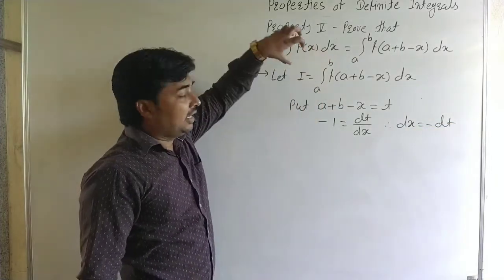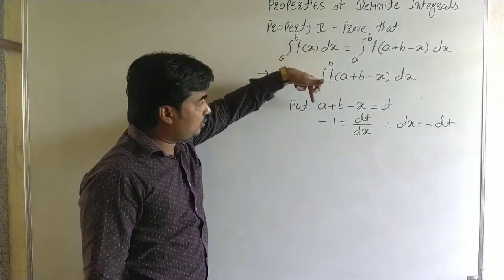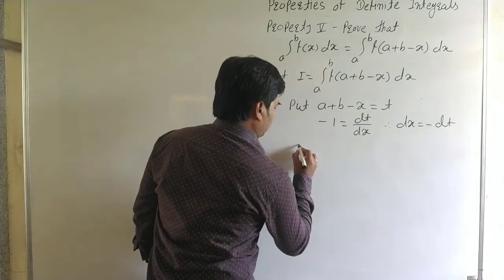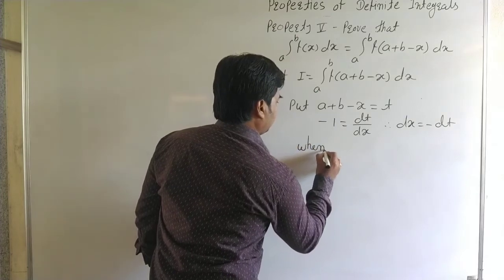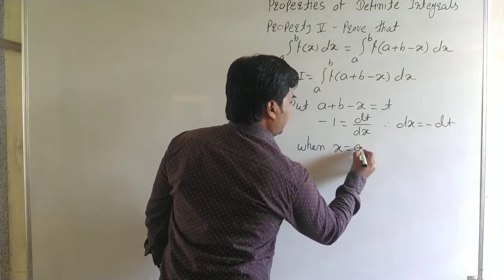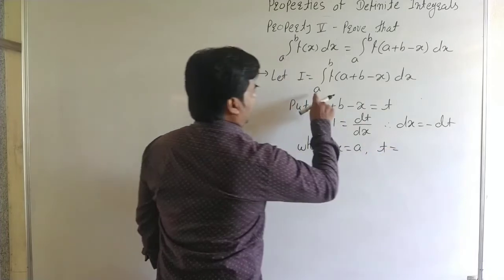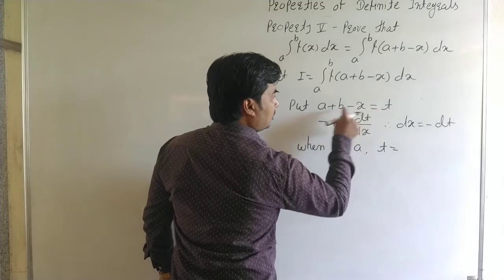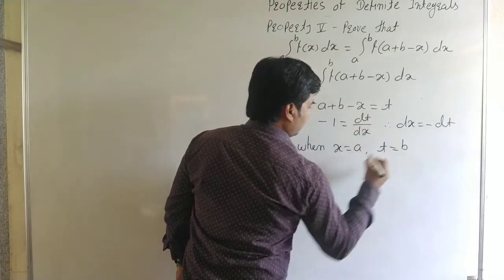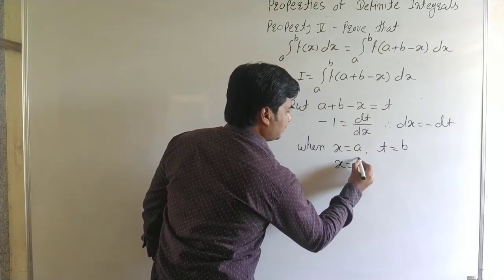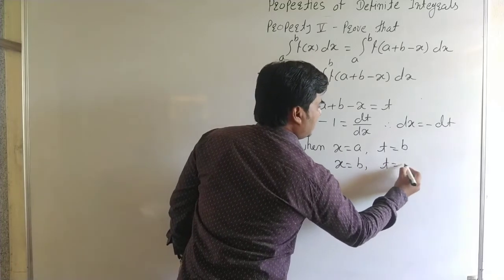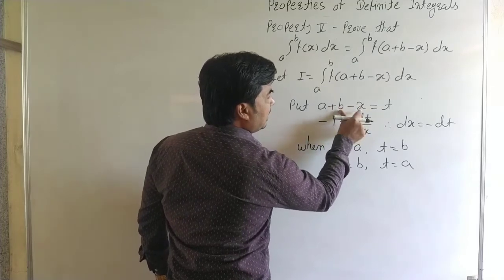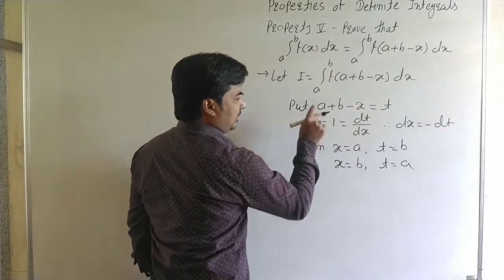Here it is a definite integral, and here we use the substitution, that means change the limit. When x is equal to a, this a gets cancelled, it is b, then t is equal to b. And when x is equal to b, t is equal to a. When x is equal to b, here it is a plus b, then b gets cancelled, only a remaining. Therefore t is equal to a.